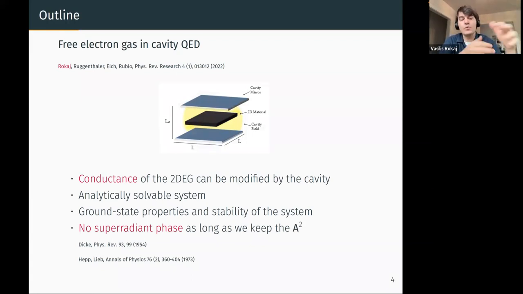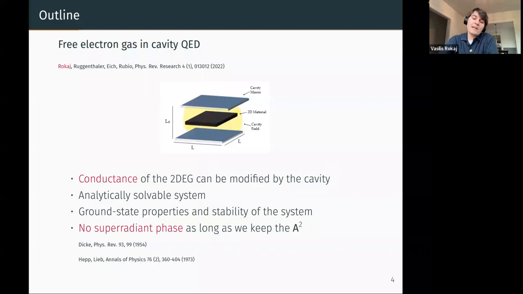So this I will show to you by using the paradigmatic Sommerfeld model of the free electron gas. We will couple this system into a cavity. We will see how the conduction of this system gets modified by the cavity. And this is an analytically solvable system on which we can study the ground state properties thoroughly.